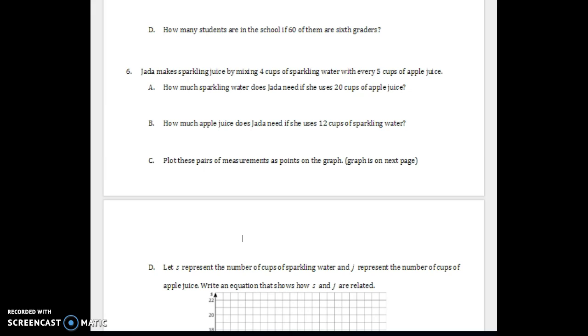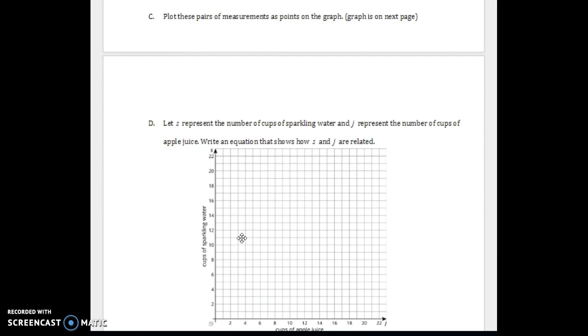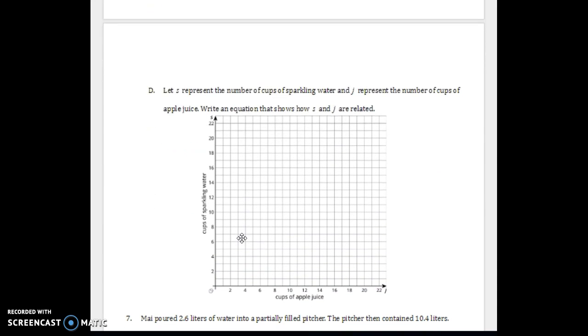C. Plot these pairs of measurements as points on the graph. Graph is on the next page. D. Let S represent the number of cups of sparkling water and J represent the number of cups of apple juice. Write an equation that shows how S and J are related.